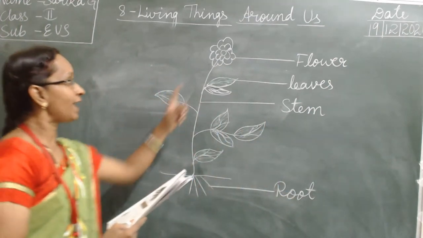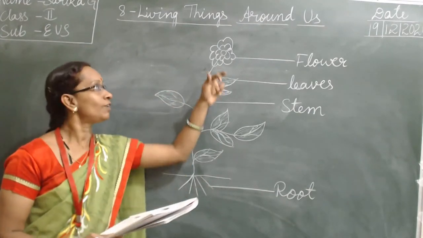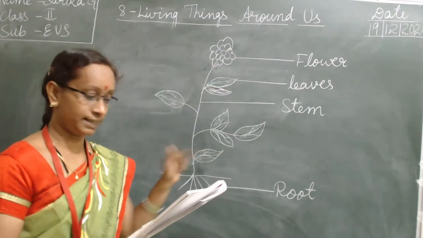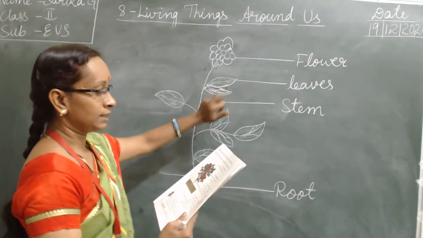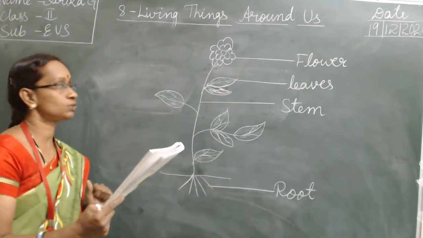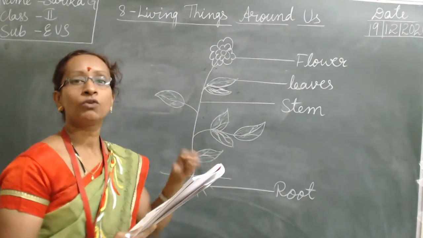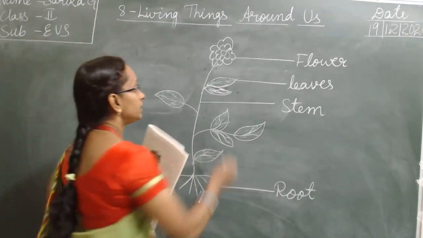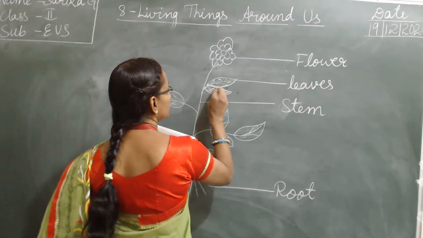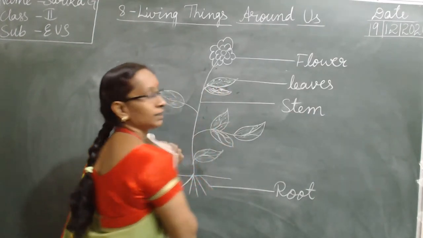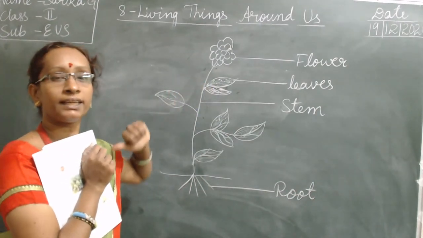The flower makes fruits and seeds. The leaves help the plant prepare its own food. On these leaves, they have small holes. Those holes we call teeny holes.